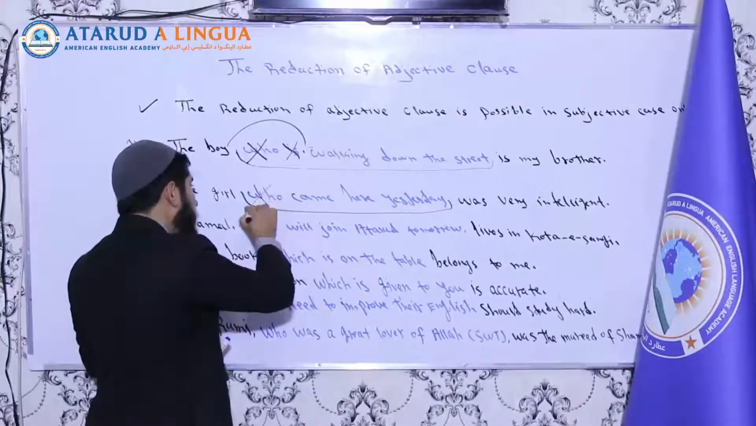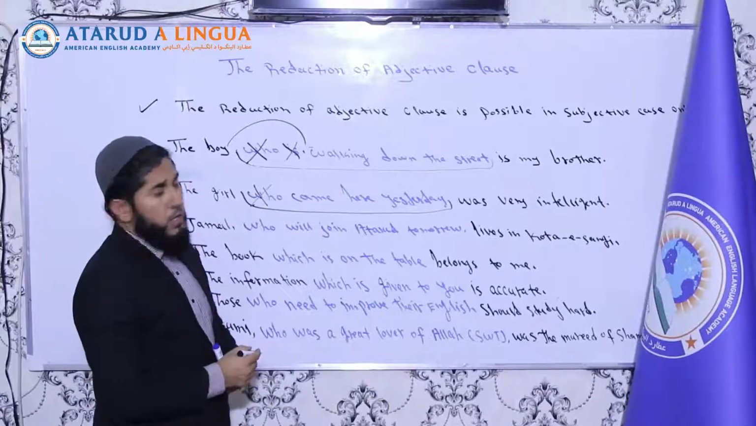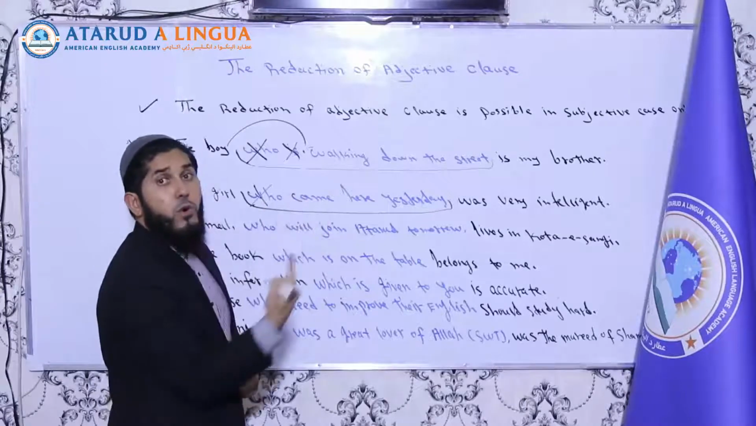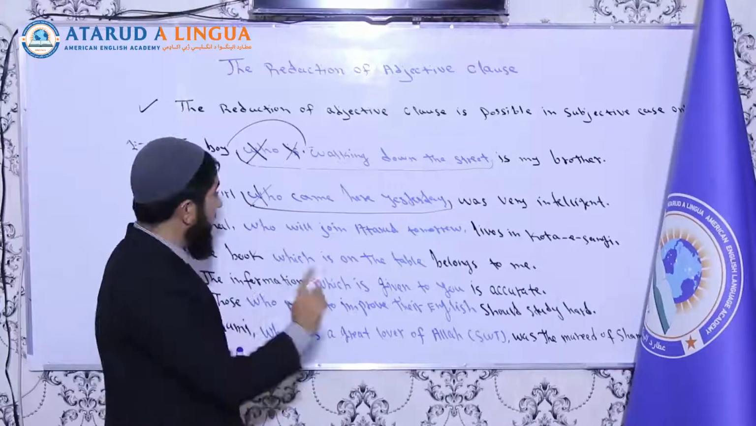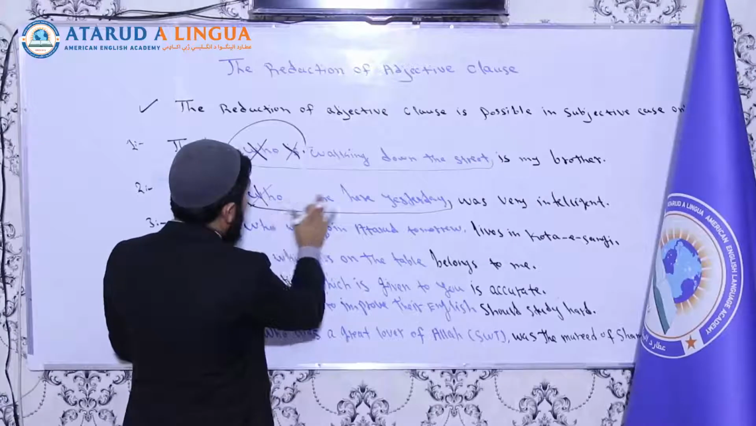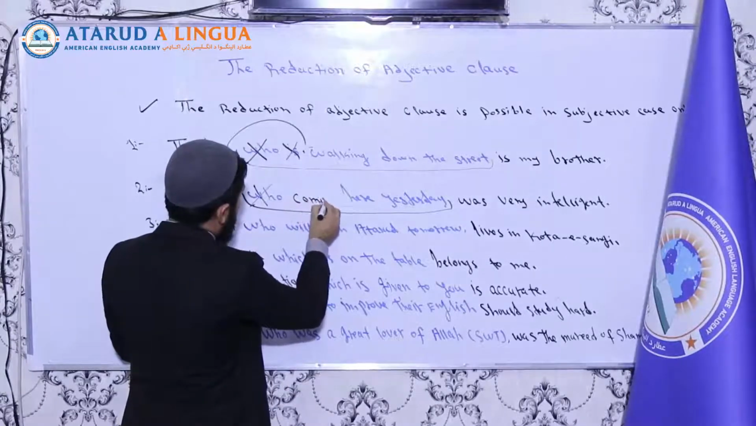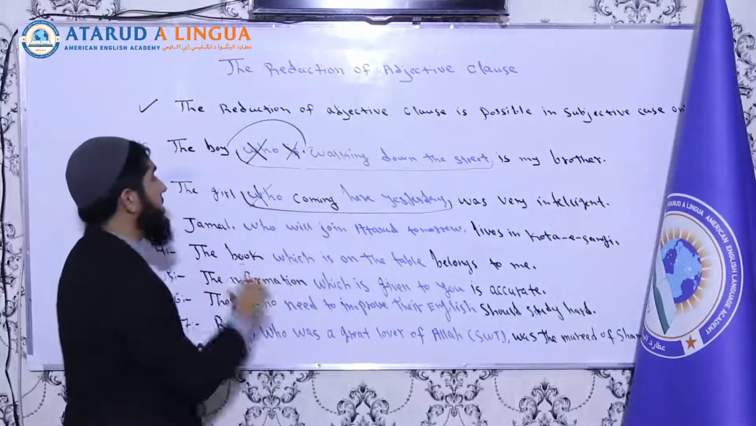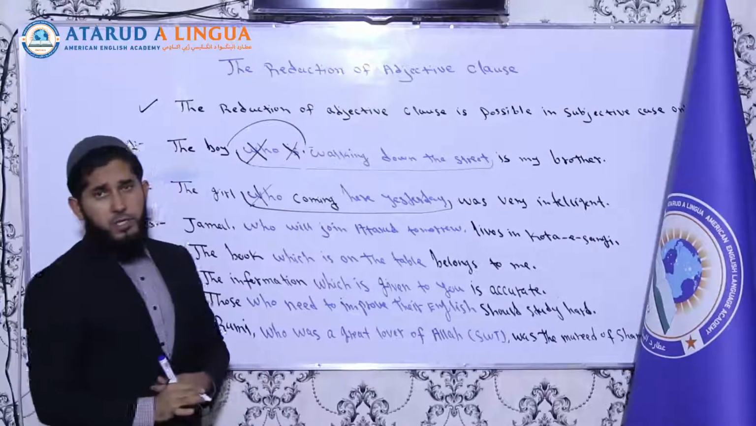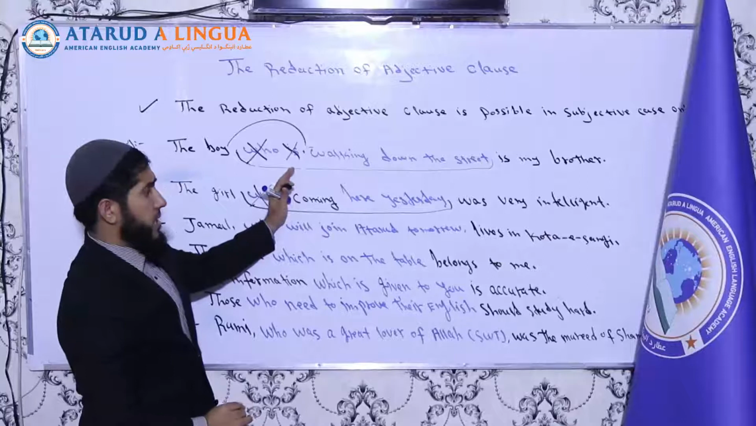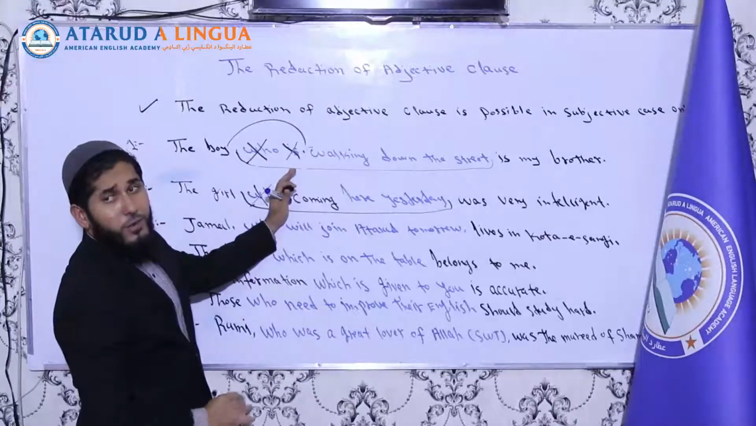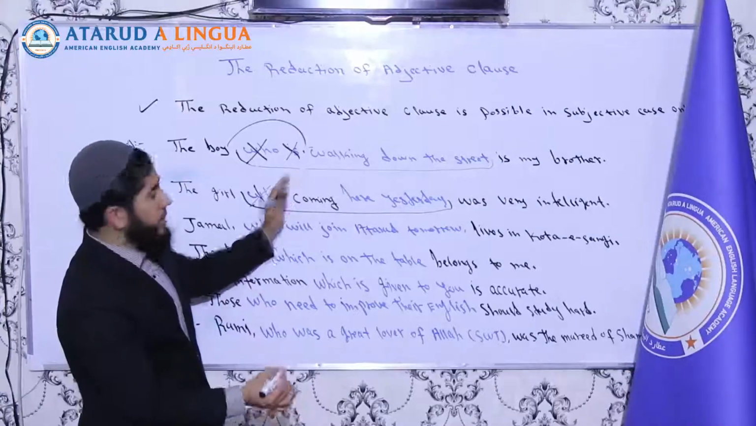So you remove the relative pronoun. And you change the verb form to ing form, okay? So instead of came, you say coming, okay? The girl coming here yesterday was very intelligent. Now, coming here yesterday, it's not a clause, now it's a phrase, okay?